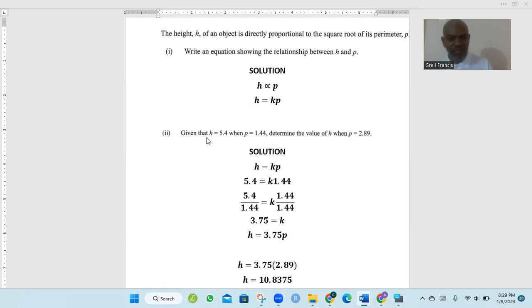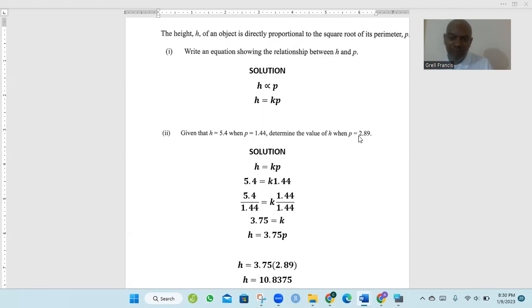Now, part 2 says given H is equal to 5.4 and P is equal to 1.44, we can use these two pieces of information to solve for K. So in H, we put 5.4, and in P, we put 1.44. We divide by 1.44 to solve for K. We got K to be 3.75, 5.4 divided by 1.44. So now we can complete the equation. H is equal to 3.75 times P.